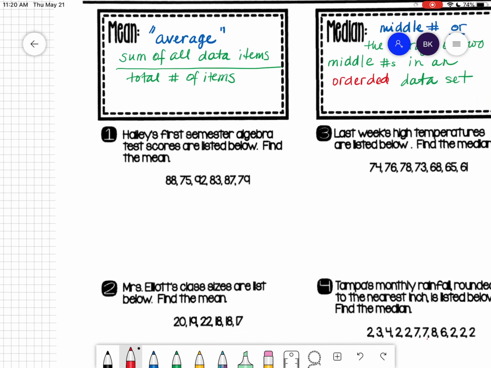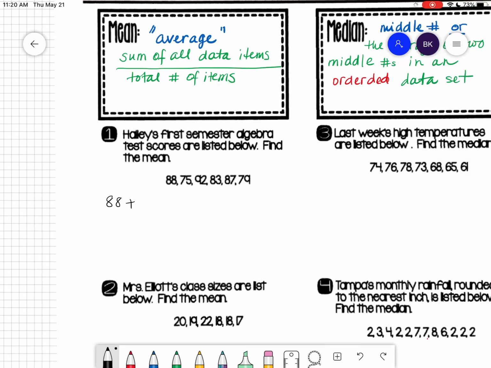We're going to take a look at the first example in your foldable. Hopefully you were able to print it out so it's easier for you to fill in. Haley's first semester algebra test scores are listed below. Find the mean. So what we need to do, we simply need to add up all the numbers. We do not need to order them from least to greatest. We are going to just add them and divide them by how many numbers there are in the data set.